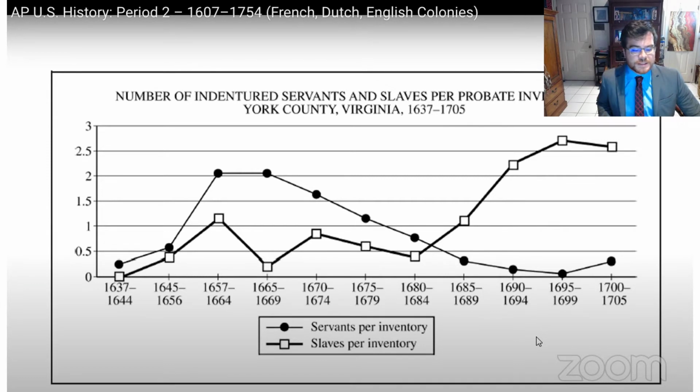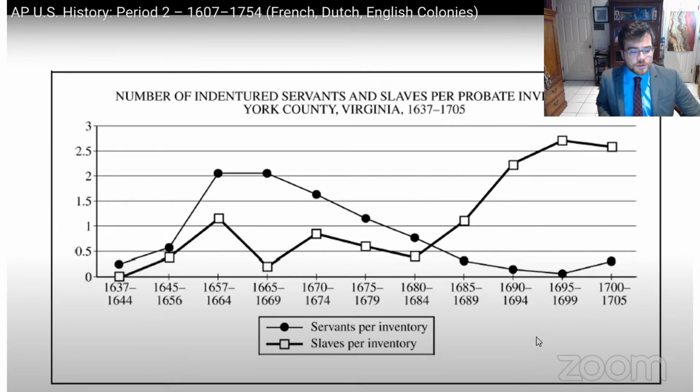All right, folks. So in this document, we see a decline. The black dots, that line is the use of indentured servants. We're going to see a decrease in the mid 1600s because of Bacon's Rebellion. All right, that is a turning point, a watershed moment for the labor systems that were used in North American British colonies.